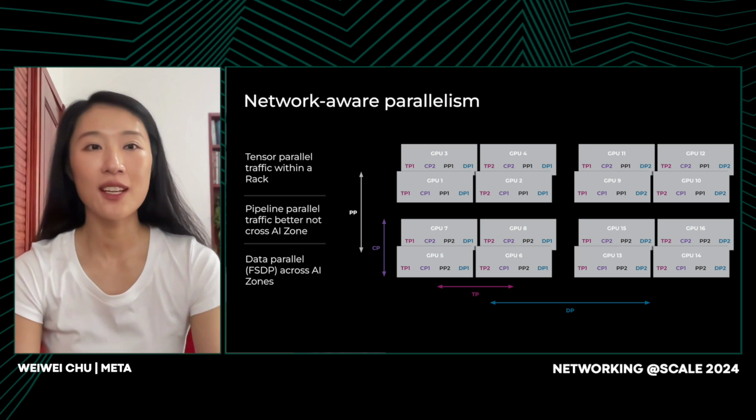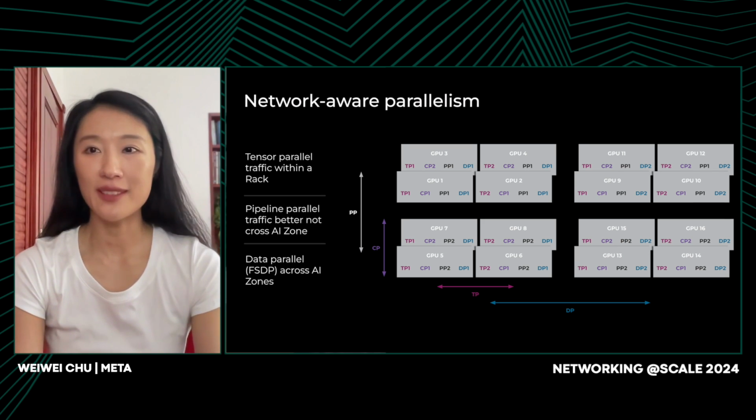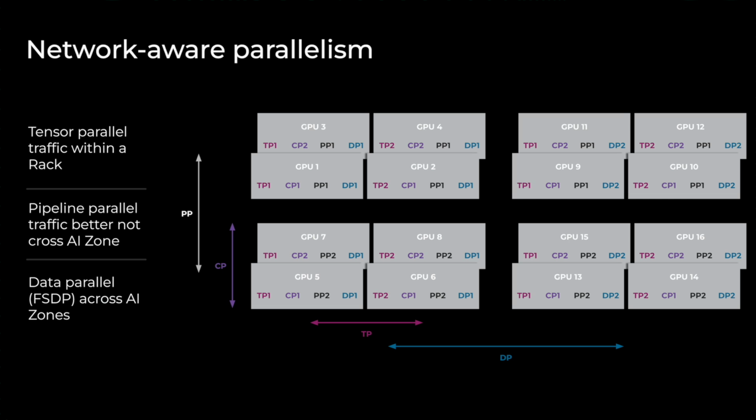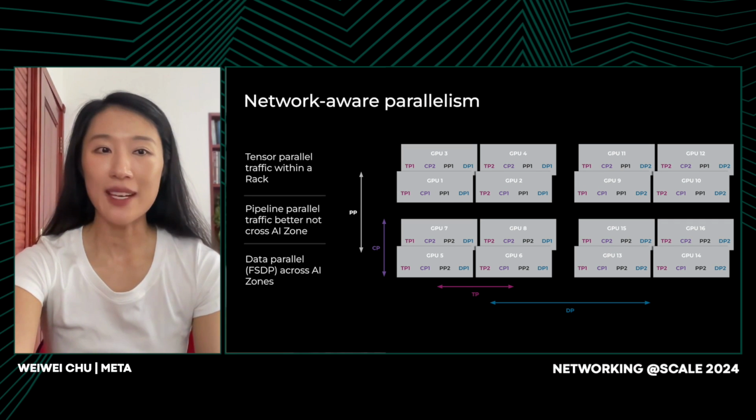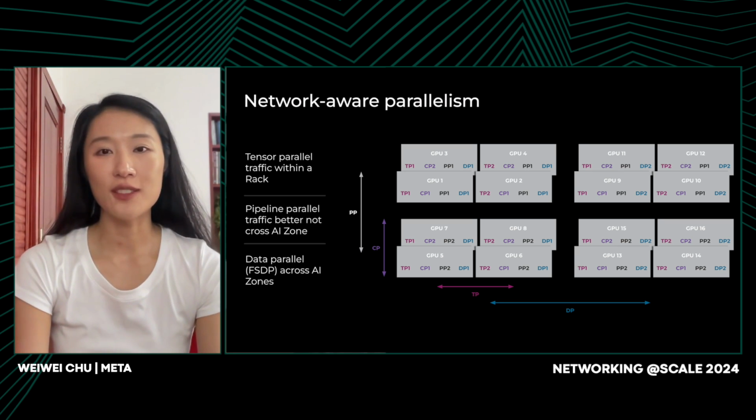In Llama 3, we use network-aware parallelism. We ordered the 4 dimensions of parallelisms carefully for the best utilization of network. We put TP at the innermost, which is within a rack and has the highest network bandwidth. We put PP the second outermost and try to avoid cross-AI zone PP communication. We put DP, which is FSDP, the outermost, and it will be cross-AI zone.